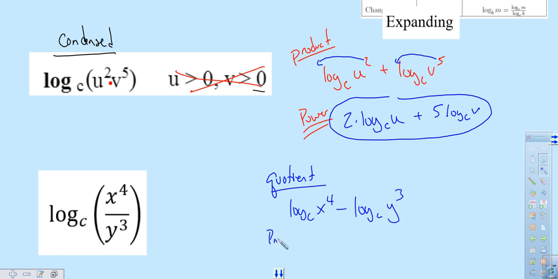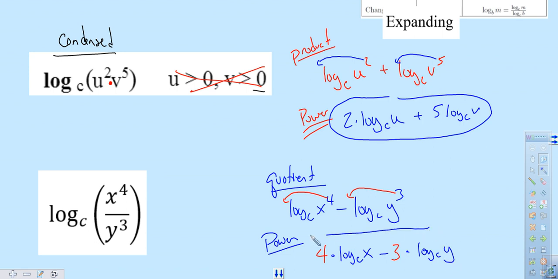We go ahead and put in the power rule. In the power rule, we take that 4 and we move it out in front. We take that 3 and we move it out in front. This becomes 4 times log base c of x minus 3 times log base c of y. Okay, so that's another example with just the power rule and either the quotient or the product rule. So we have multiple things to do at one time.